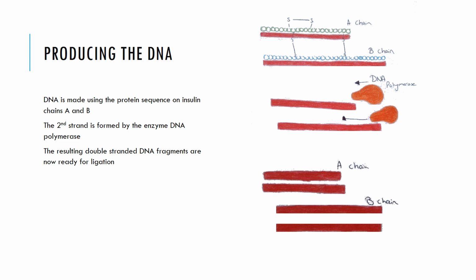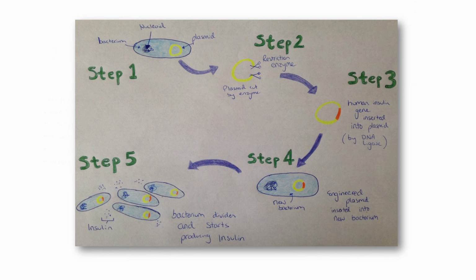To start the process, we need to make the DNA to place into the plasmid. DNA is made using the protein sequence on insulin chains A and B. DNA polymerase is used to form the second strand. These double-stranded DNA fragments are now ready for ligation. DNA recombination can now begin.